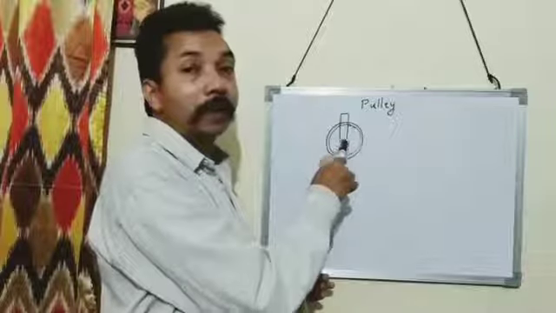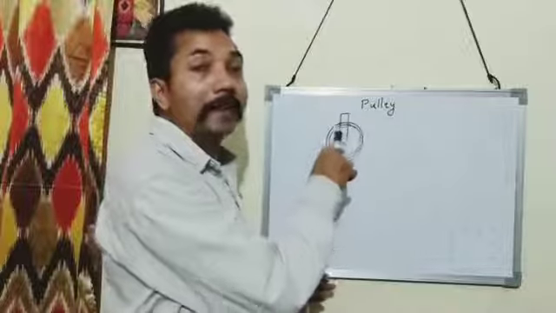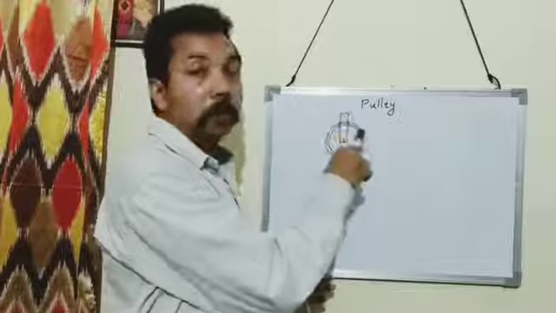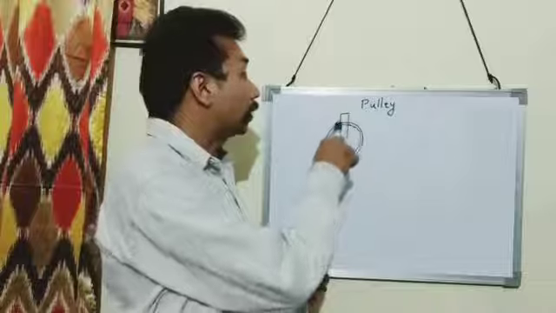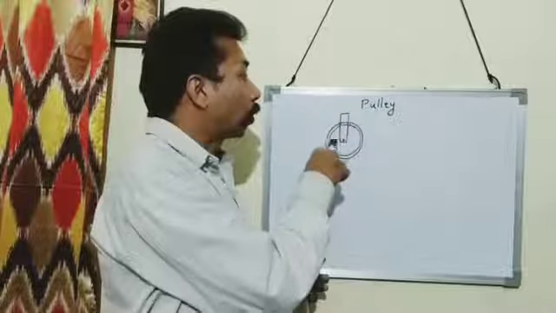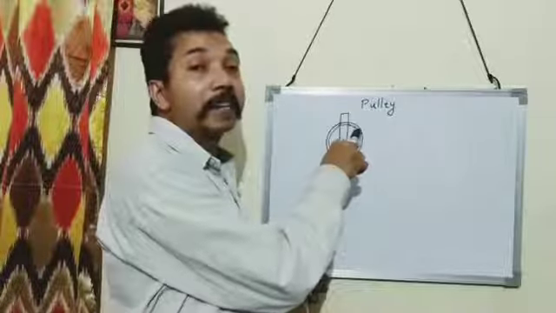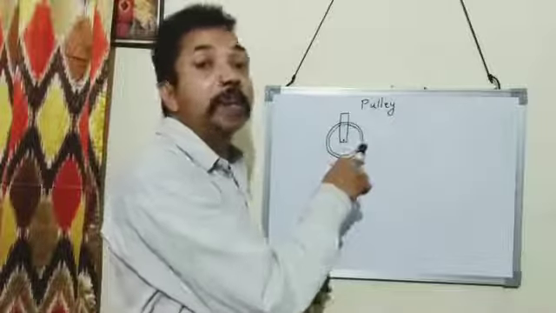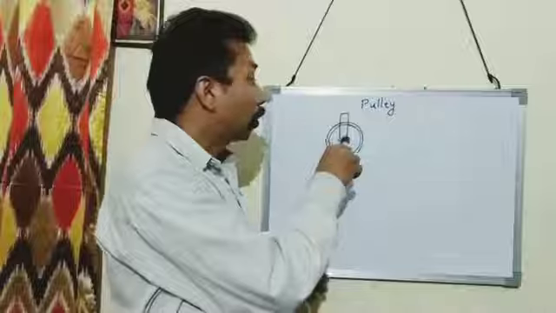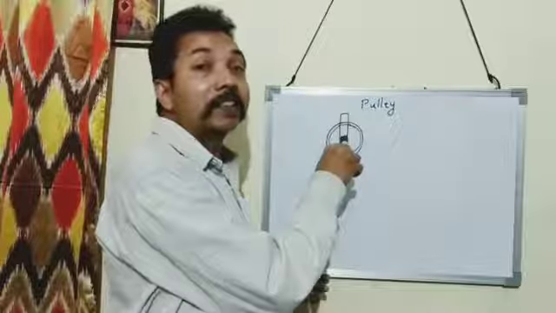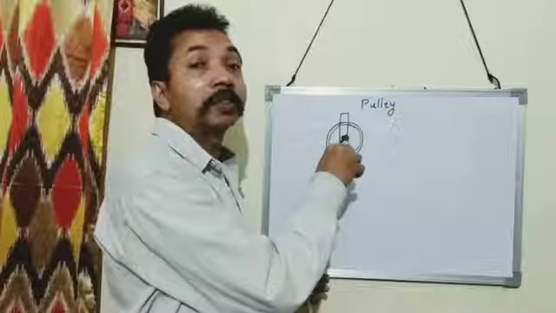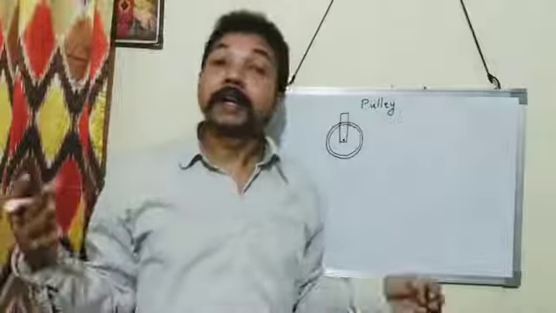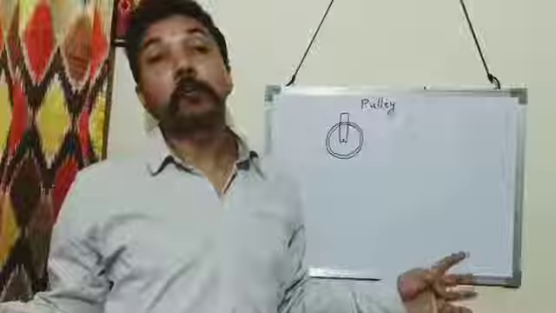A grooved wheel. A groove means a gap. A gap is made on the wheel so that the string which is used to rotate it can remain inside the groove. So a pulley is a grooved wheel which can rotate about an axis which is passing through its center. Now we will see different types of pulley.